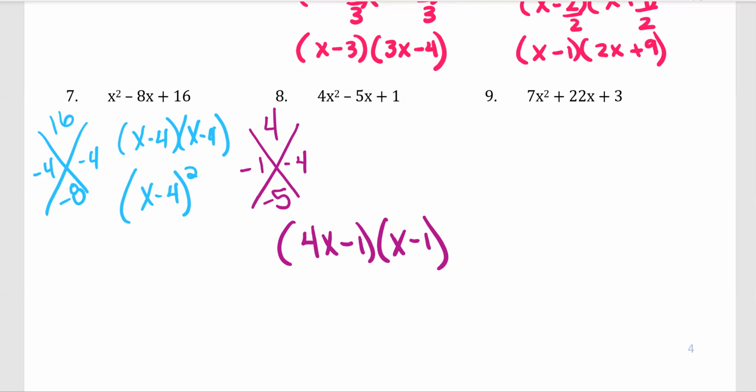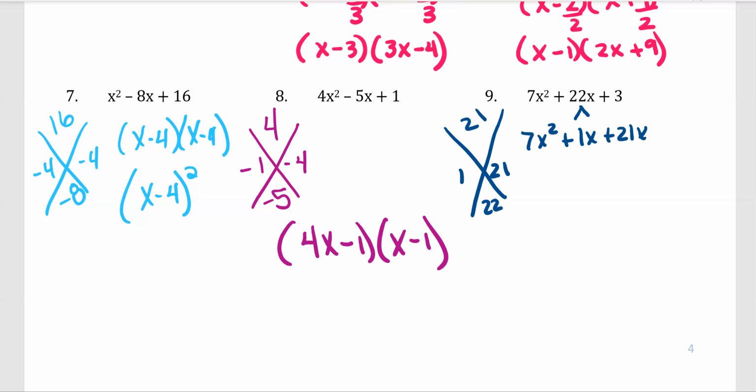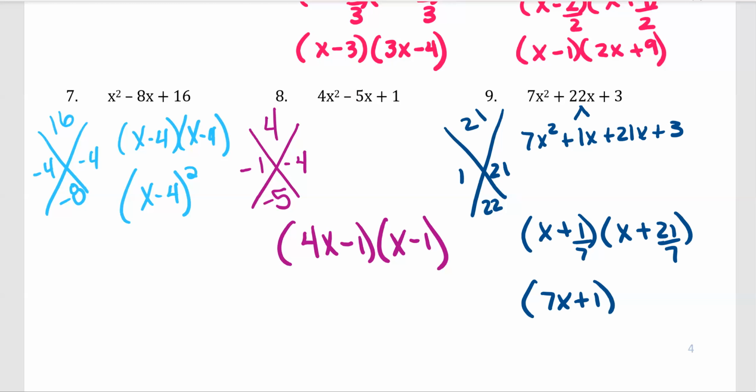And number 9, we need the factors of 21 that add to 22. That's 1 and 21. Again, you can factor using the AC method and factor by grouping, you can finish it from here, or you can use slide and divide. You divide them both by 7. And there's the answer.